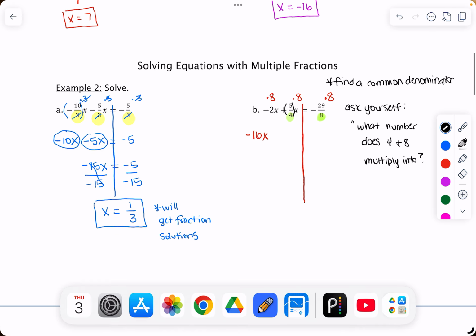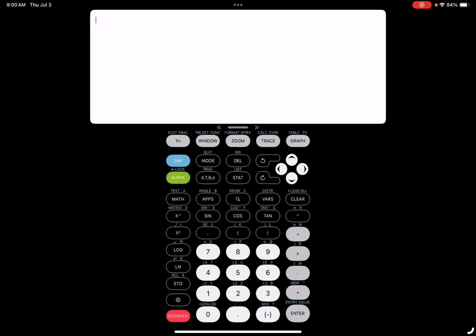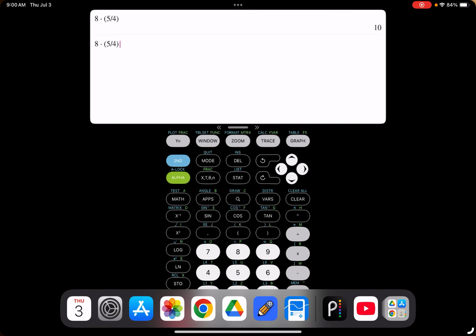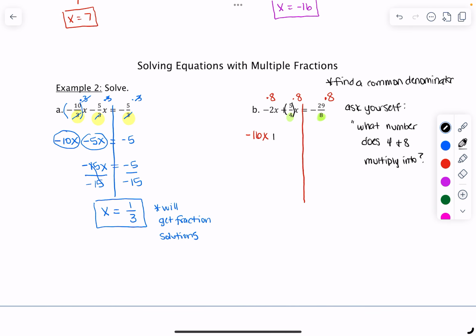If I can get my calculator app to show up, there we go. So 8 times 5/4. Remember to put your 5/4 in parentheses when you plug it in, hit enter, and you should get a whole number. And I did. I got 10. That's awesome. So this becomes plus 10x.